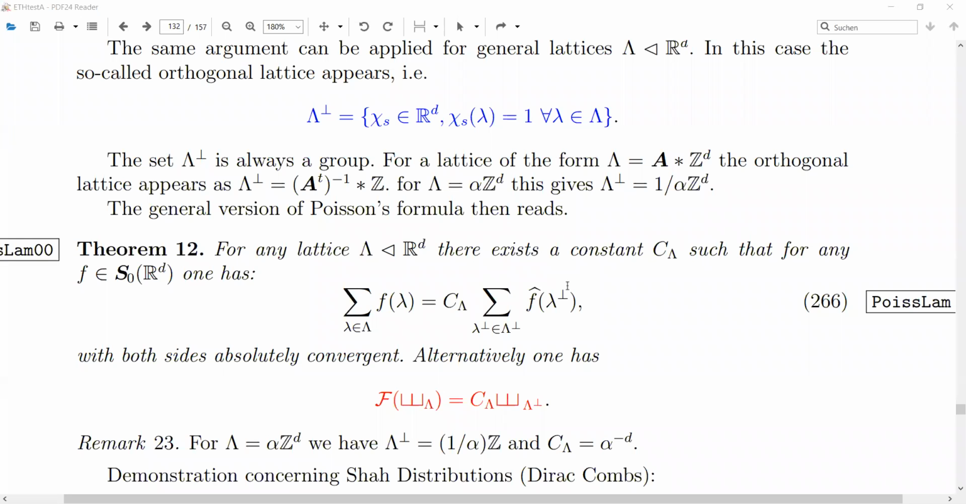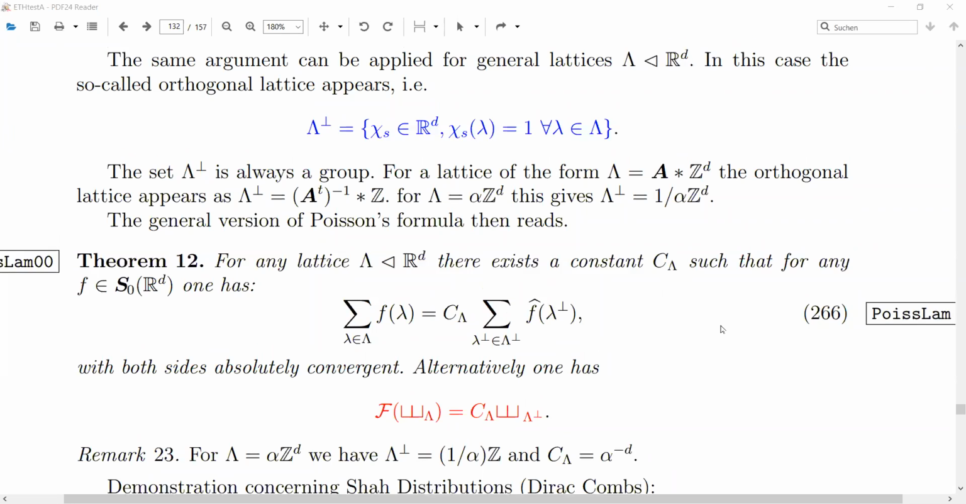Okay, this is the second part of session 16 of mathematical methods for signal processing. And I would like to give you a short description of the general Poisson formula. General meaning in the setting of R^d and lattices in R^d.